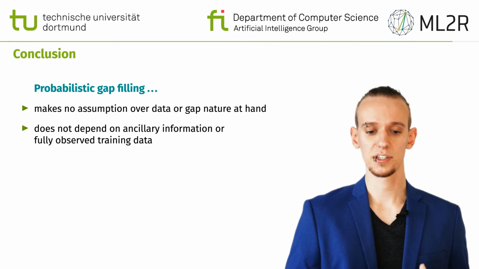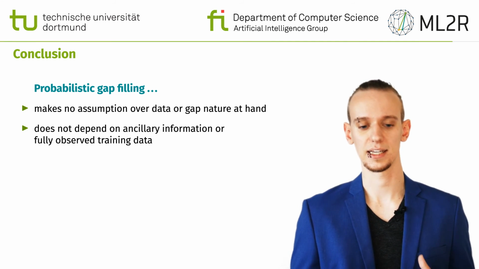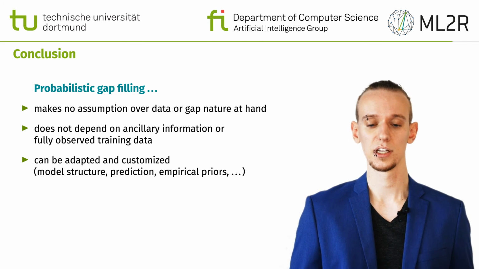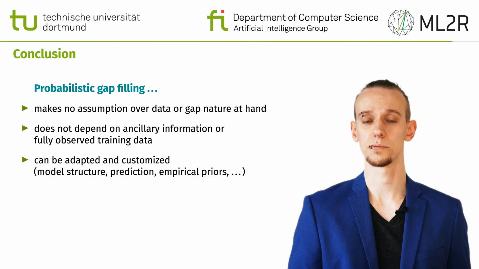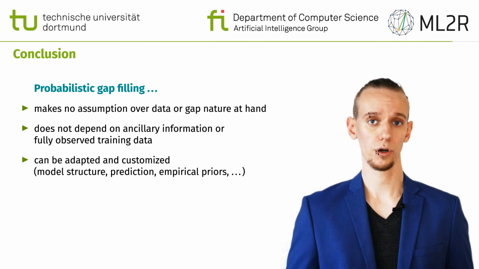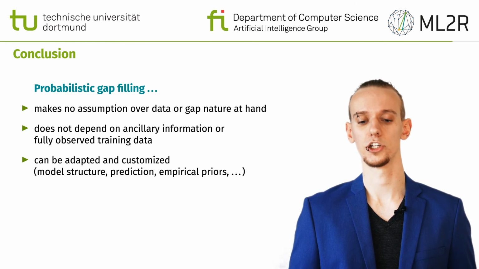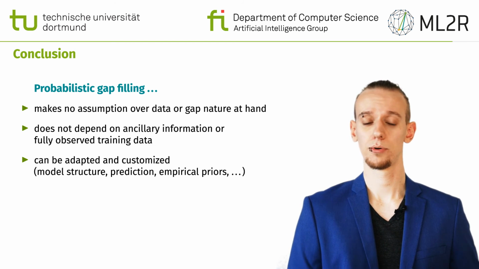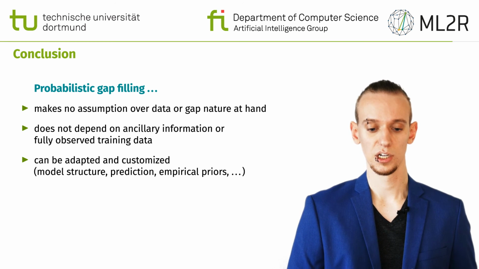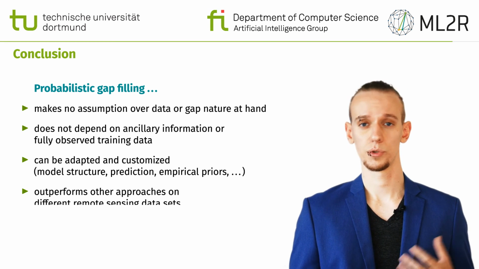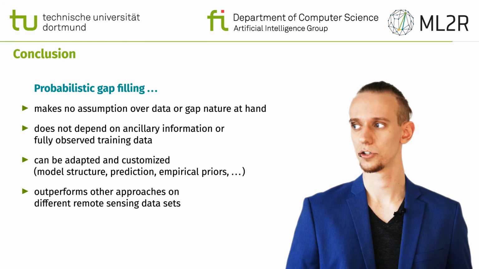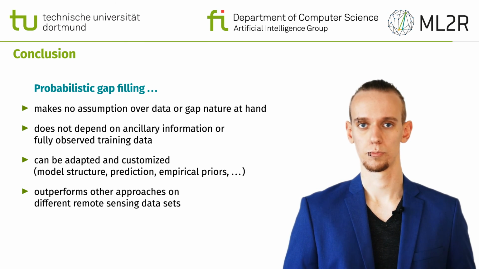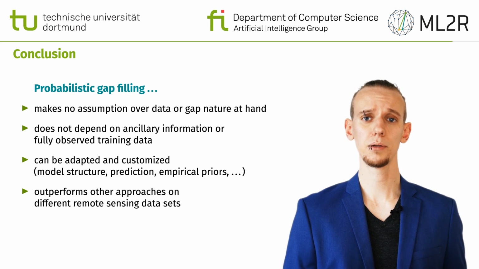We can also adapt and customize the whole probabilistic gap filling in terms of model structure or the prediction methods, and we can also come up with different priors, maybe different empirical priors, or even with expert priors and domain knowledge, and incorporate that into a probabilistic framework. And what's also important, of course, we outperform other approaches on different remote sensing datasets. So we tested 2 different datasets, captured from a different satellite, different dimensions, and it's still working out pretty well. And we implemented the whole method.